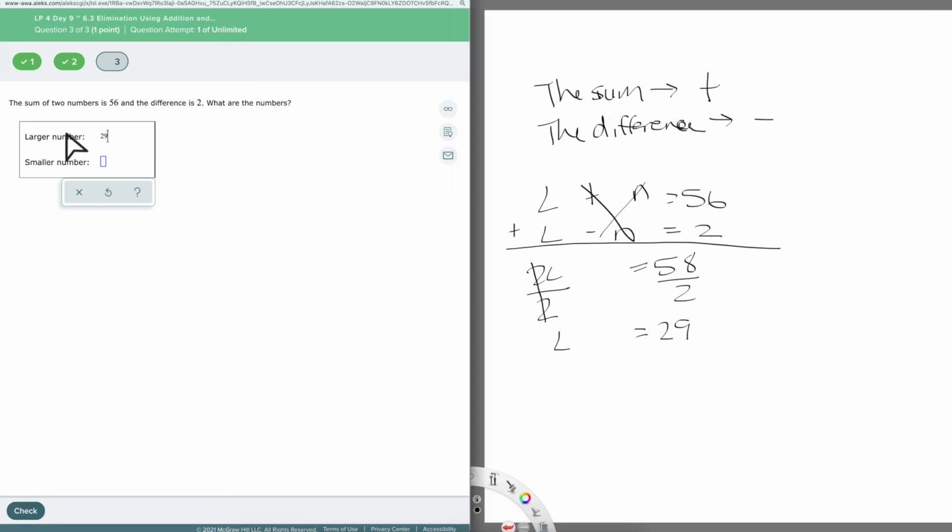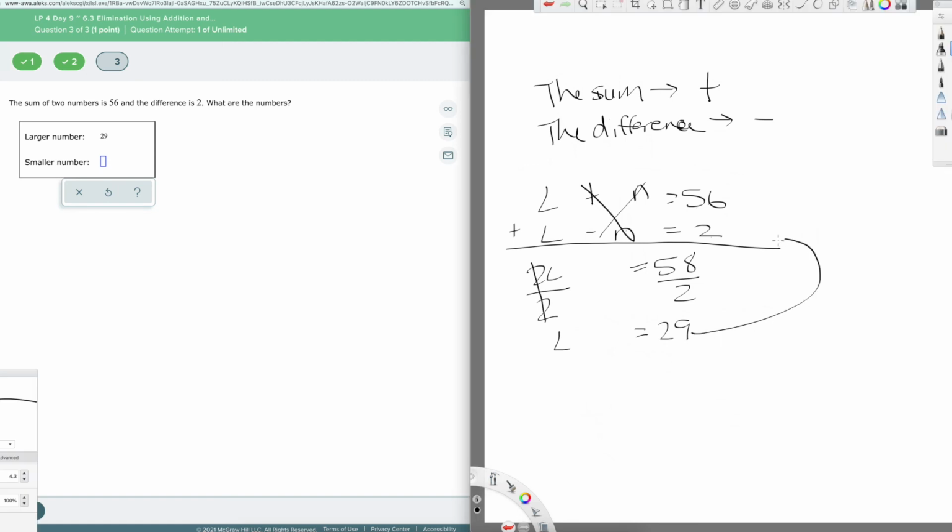Now, to get the smaller number, I can go back to either one of these equations. But this one's definitely pretty easy. If 29 minus the smaller number gives me 2, then I can solve by moving this over to the other side. It was positive 29, so I'm going to subtract it. 29 minus 29 cancels. I have negative N equals 2 minus 29, which is 27. I have more negative than positive, so it's negative 27. But I also have a negative on the N, so I'm going to move it to the other side, and it's 27.